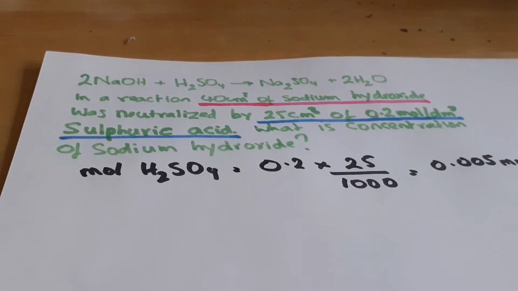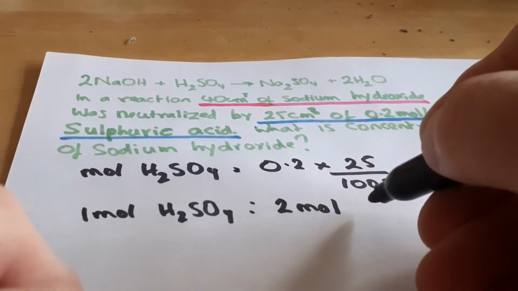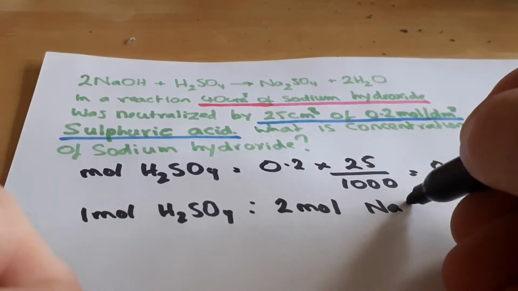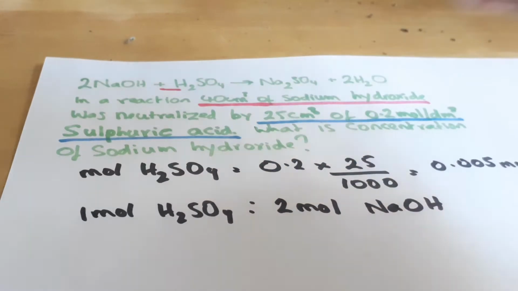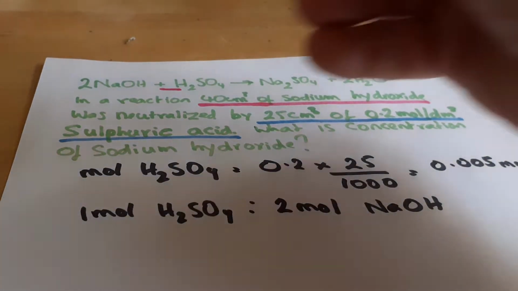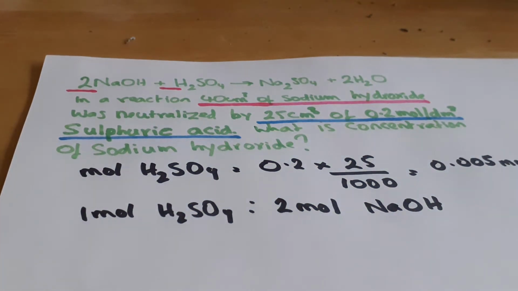So now we need to look at the equation to get the ratio. So this time, 1 mole H2SO4 goes to 2 mole NaOH. And where I got that from is from the equation. There's our sulfuric acid, nothing in front. And there in front of the sodium hydroxide, we've got 2.